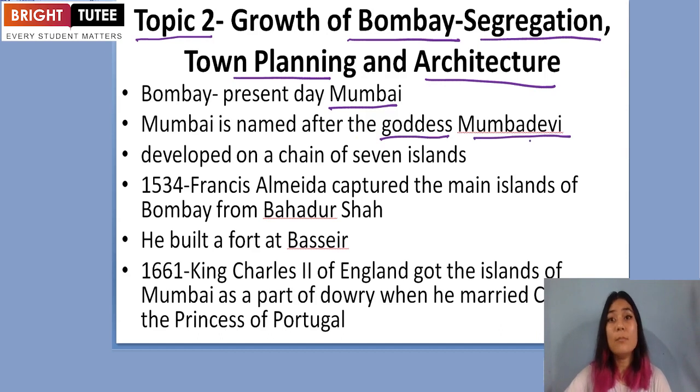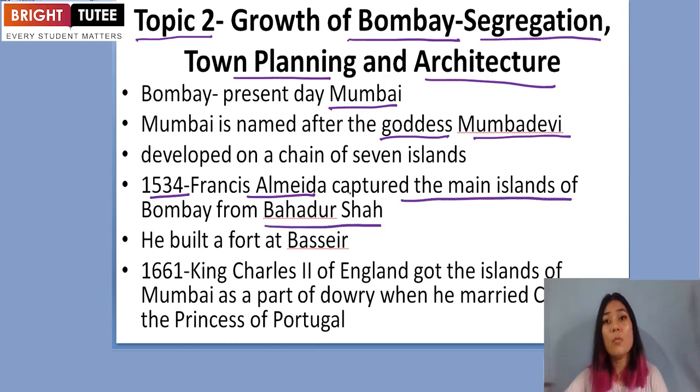Now, Bombay was initially 7 different islands and they were merged together to form the modern day Bombay and then Mumbai. In 1534, Francis Almeida captured the main islands of Bombay from Bahadur Shah. So Bombay was part of the Mughal Empire and in 1534 it was captured by Francis Almeida. And after its capture, he built a fort at Basseterre.